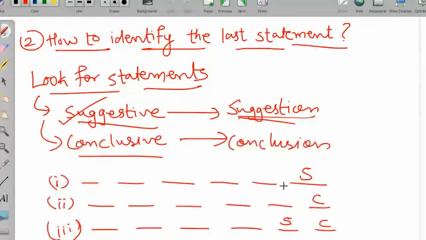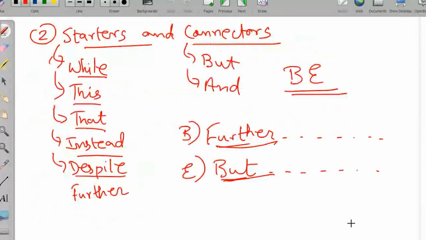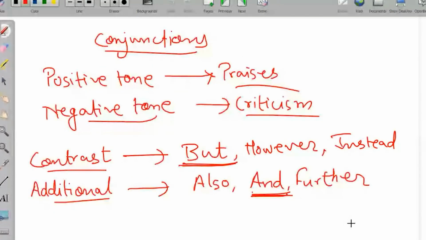And I told you that you find a statement that is suggestive in nature or gives a suggestion or conclusion. The three possibilities: अगर सिर्फ suggestion वाला होगा तो वो last होगा, सिर्फ conclusion होगा तो वो last होगा conclusion वाला. ऐसा अगर parajumble है जिसमें suggestive और conclusive दोनों है, then suggestive वाला second last and conclusion वाला last होगा. Then we saw about making pairs, noun pronoun, starters, connectors, conjunctions.